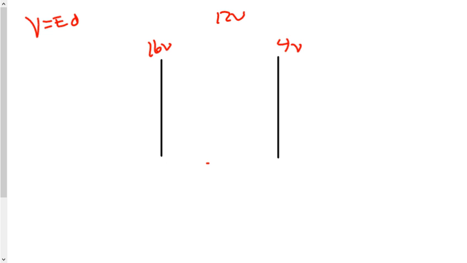So if I know my distance between these plates, let's just say it's 5 centimeters. Pretty big distance there, but whatever. I can go 12 is equal to E times 0.05. Then I can calculate my E value. So now I know my E value across these plates. I'll let you actually solve that if you want to.